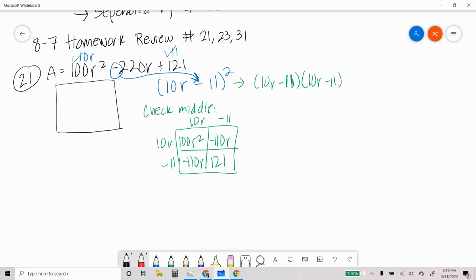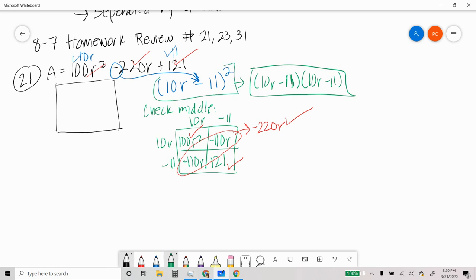When we do that, the first term is 100r squared. That's good. Last term is 121. That's good. Now we need to see what the middle term would equal. Negative 110r plus a negative 110r equals negative 220r, which is exactly what we wanted. So that is good. That means the side lengths of the square are 10r minus 11 and 10r minus 11. Or if you were just factoring it, you could write it like that too.